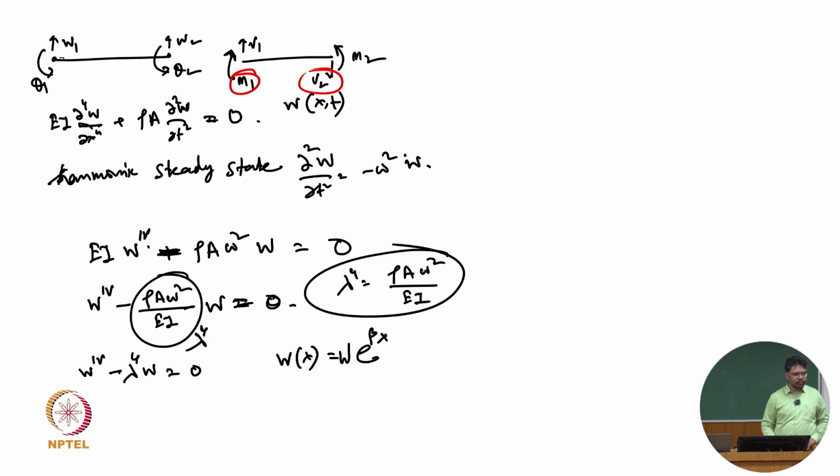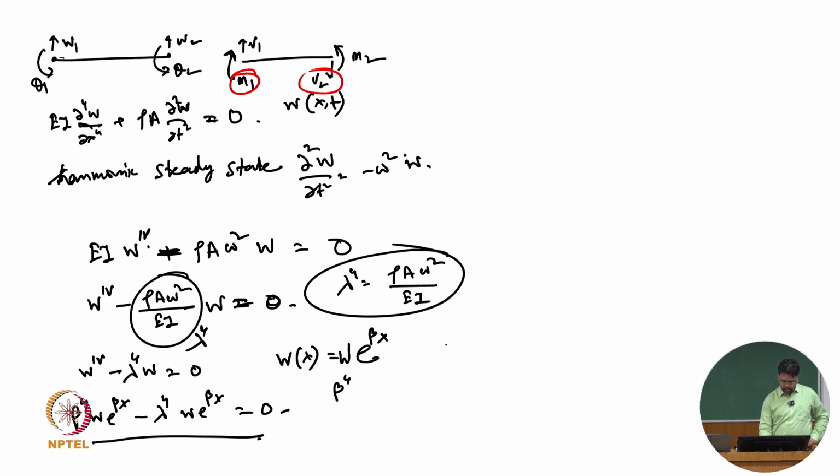Can I write that way? So what will be the fourth order derivative of this? That will become beta to the power 4. So I can write beta to the power 4 W into e to the power of beta x minus alpha to the power 4 W into e to the power of beta x, that is equal to 0. Can I write it? So what is my solution? Beta to the power 4 equal to alpha to the power 4 equal to rho A omega square divided by EI.